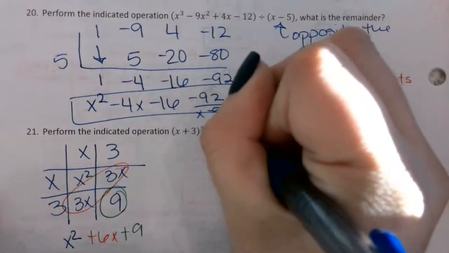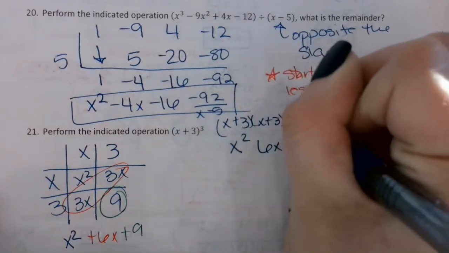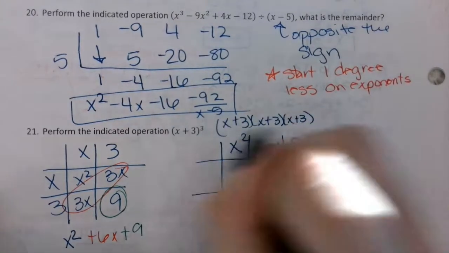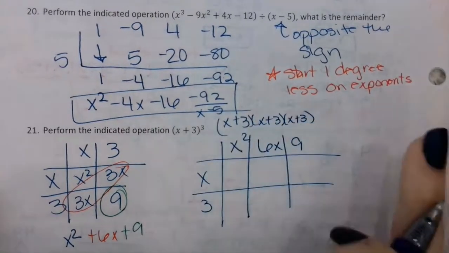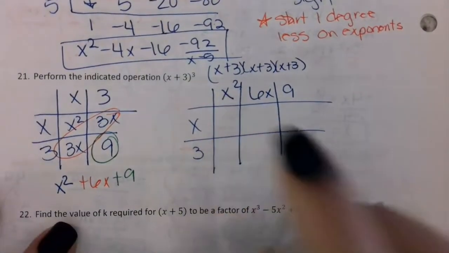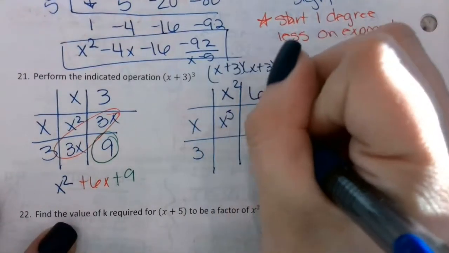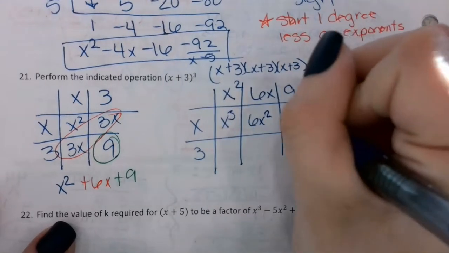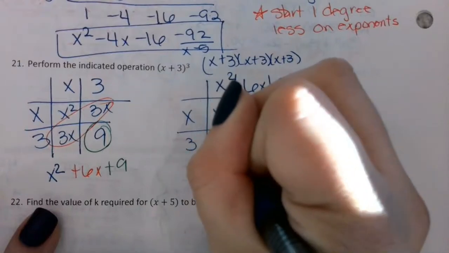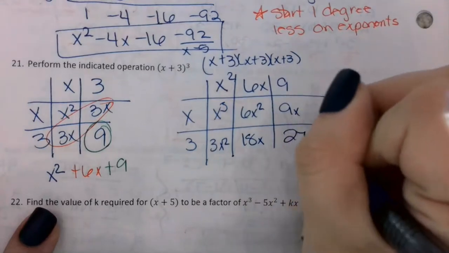I forgot to say, when this is cubed, I write it out 3 times. Okay, right here, I'm going to have x times x squared, which gives me x cubed. X times 6x is 6x squared. 9 times x is 9x. 3 times x squared is 3x squared. 3 times 6x is 18x. 3 times 9 is 27.